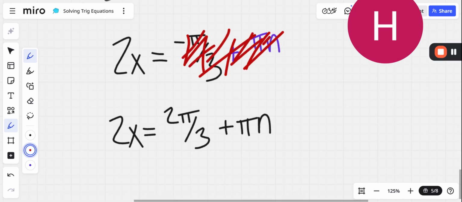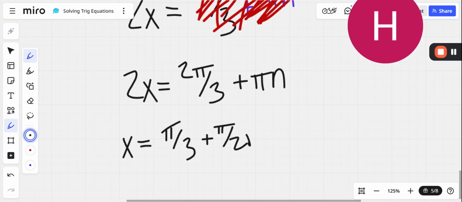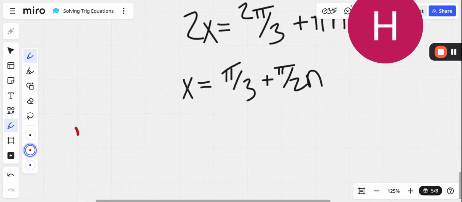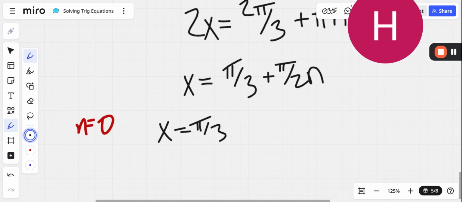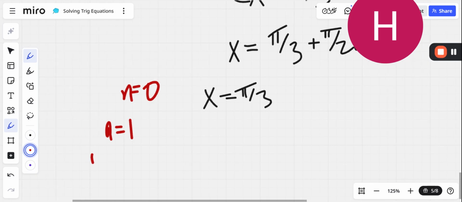So now we're going to say x equals pi over 3 plus pi over 2 n. Let's see how many different values of n we can go through. If n equals 0, then x just equals pi over 3. If n equals 1, then we're adding pi over 2. Well, we need to get common denominators now. The common denominator is 6. So we're going to be adding 3 pi over 6. It's the same as pi over 2. And pi over 3 is the same as 2 pi over 6. So this is going to give us 5 pi over 6.